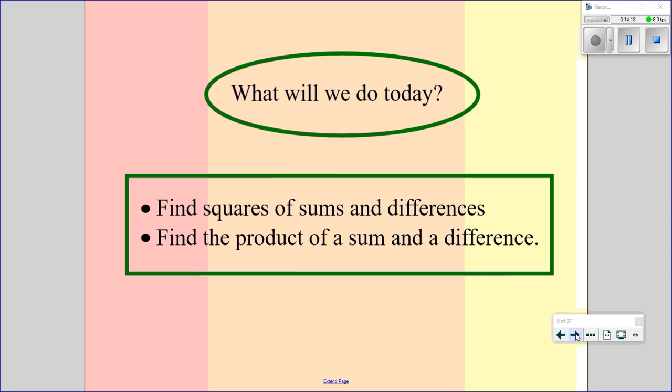Right. So the next section that we're going to do, because I did mention polynomials, multiplying polynomials and their special cases. So for this one, we're going to find squares of sums and differences, and find the products of a sum and a difference. That sounds like a mouthful. What does that all mean? Well, we're going to find out.